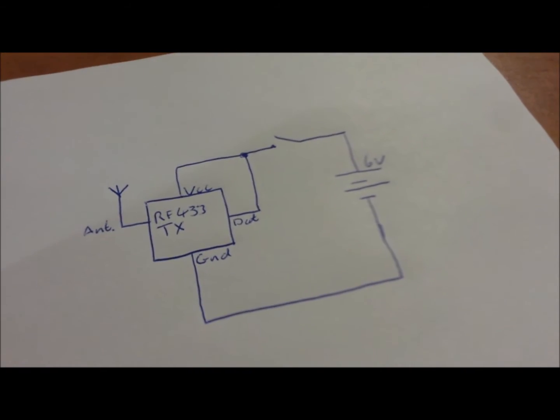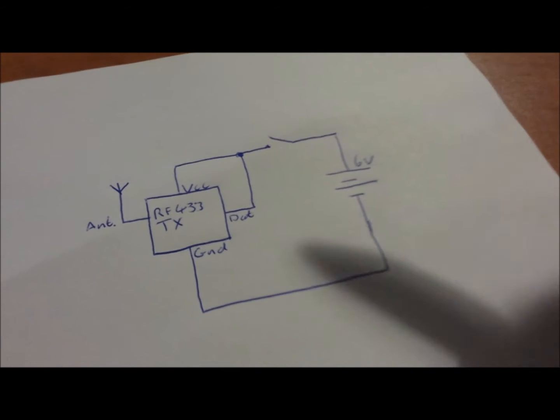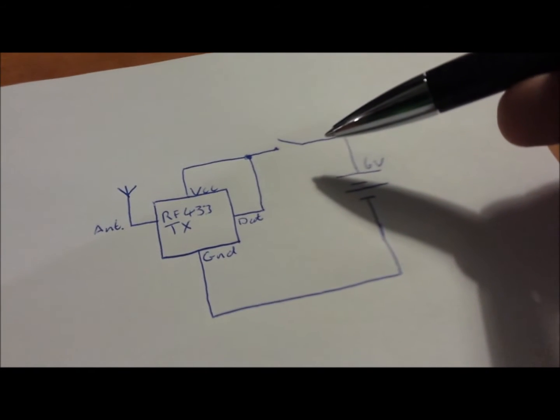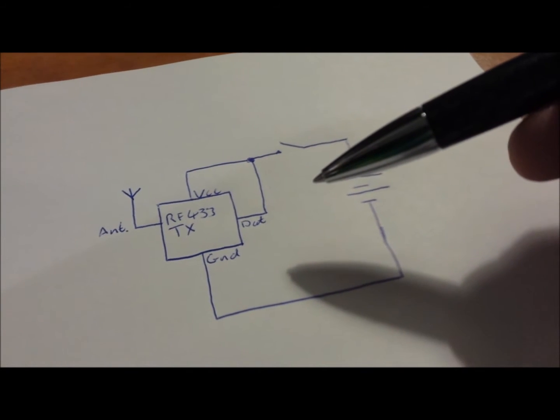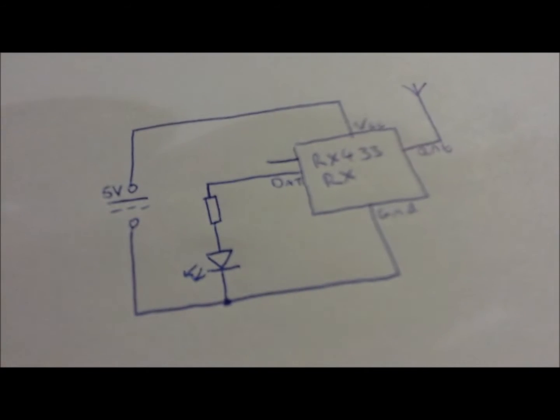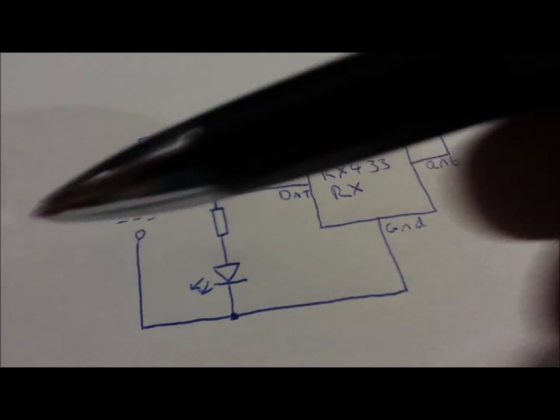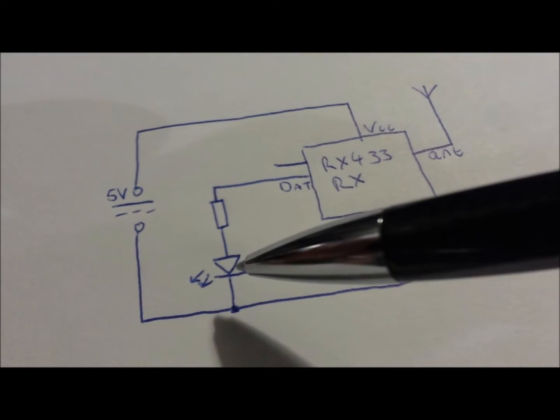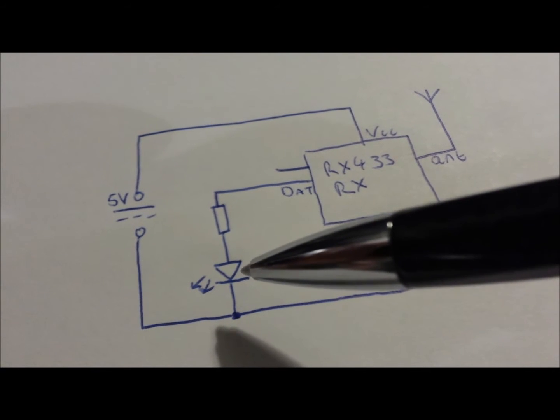Okay, here's the connection diagram for the transmitter. It's pretty simple. It starts transmitting as soon as it's connected up to the power supply. And over here is the receiver. This is the way it's wired up at the moment. Basically 5 volts in, and from the output, straight to the LED through a resistor.